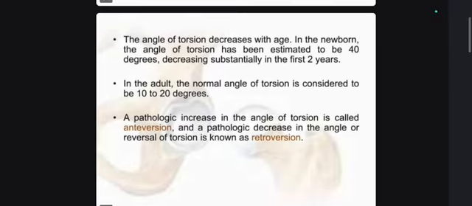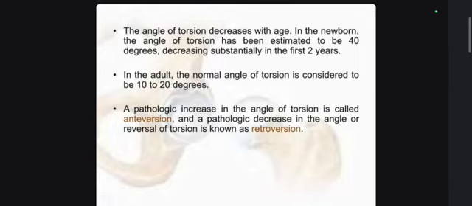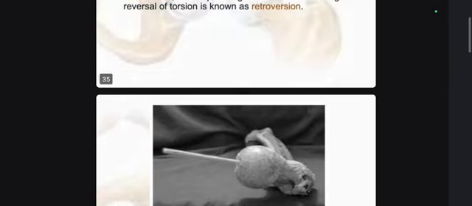The angle of torsion decreases with age. In the newborn, the angle of torsion has been estimated to be 40 degrees, decreasing substantially in the first 2 years. In adults, the normal angle of torsion is considered to be 10 to 20 degrees. A pathological increase in the angle of torsion is called anteversion, and a pathological decrease or reversal of torsion is known as retroversion.